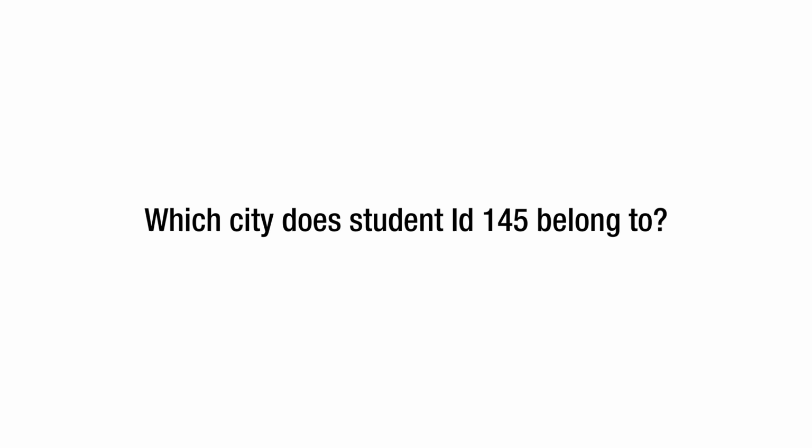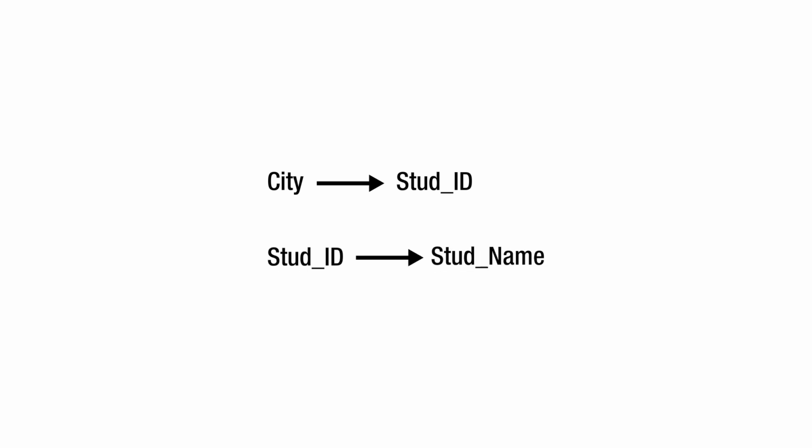Suppose I ask in which city student ID 145 belongs, then definitely you will be able to answer this question because student ID has unique values. Hence, the city of student ID 145 is London. Well, we have found that the student city is uniquely determined by student ID. Similarly, we can say that student ID determines student name also.